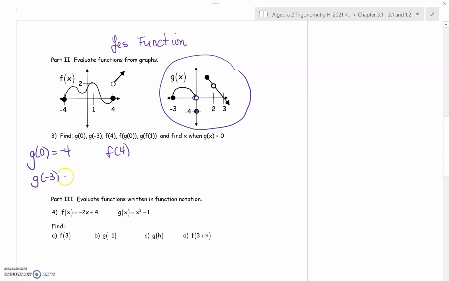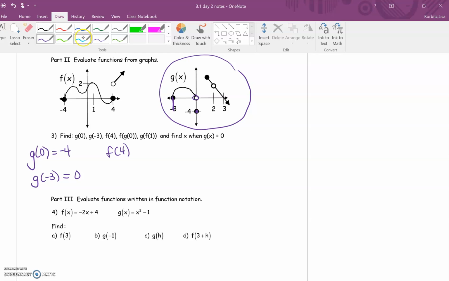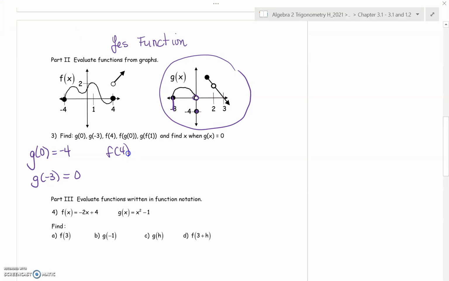Okay, so again, we're on the g function. If I put -3 in for x, that's over here, so the y value is 0. And for f of 4, let's do a different color here. Now, if I want to look at the function f, I'm saying when x is 4, what is y? Again, this is an open circle, so the y value is 0.